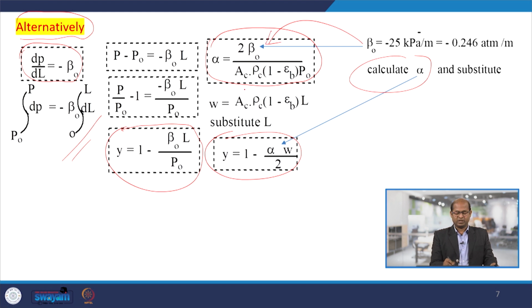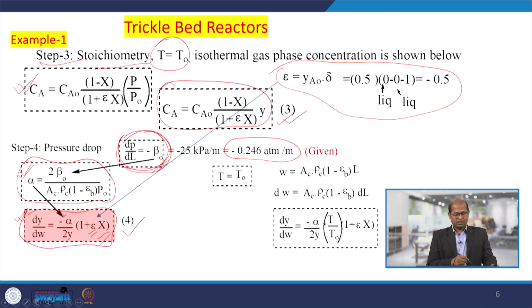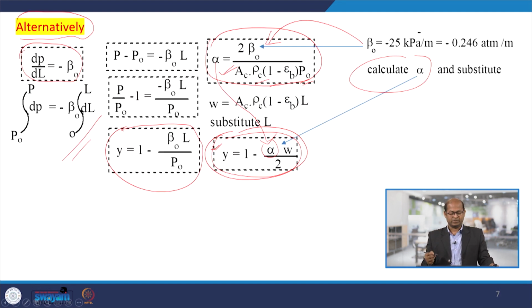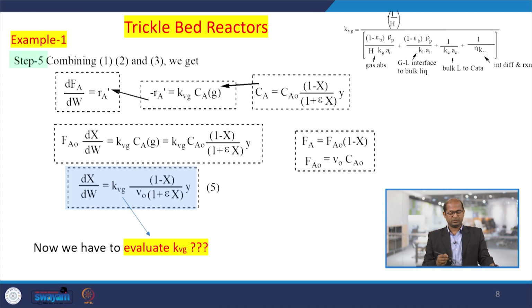So, you can substitute here, other components you can find out, that is given. The alpha value you will get, and you can substitute it here. Then y equals 1 minus w by 2 into alpha, some numerical value you can put, and this you can use in our equations, in equation 3, directly you can substitute there. Then the rate equation or design equations would be simplified.